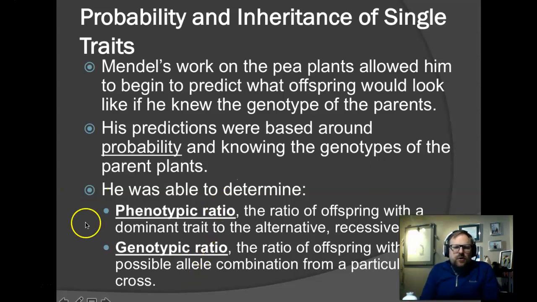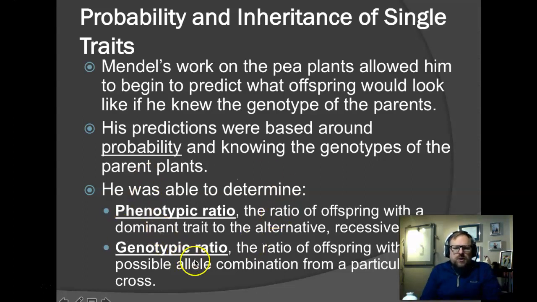So what he was able to determine were phenotypic and genotypic ratios. And these terms should sound reasonable to you, right? A phenotype is the physical expression. So a phenotypic ratio is the ratio of offspring with the dominant trait to the recessive or alternative trait. In other words, would we have 3 round-seeded individuals to 1 wrinkled-seeded individual, or would all the offspring be round-seeded, or all the offspring be wrinkled-seeded? That would be determined there.